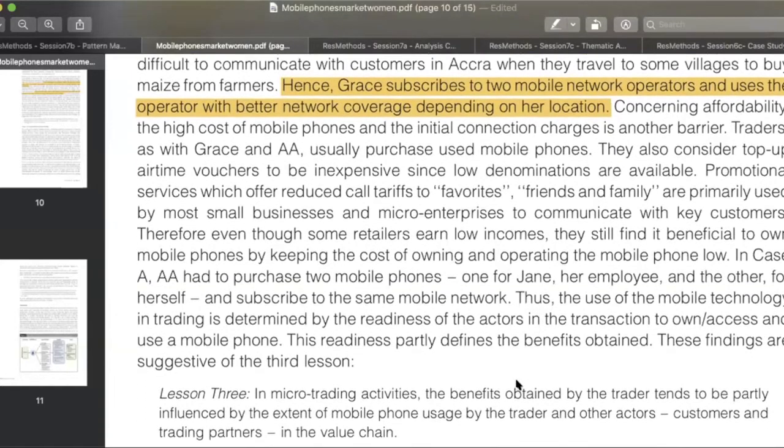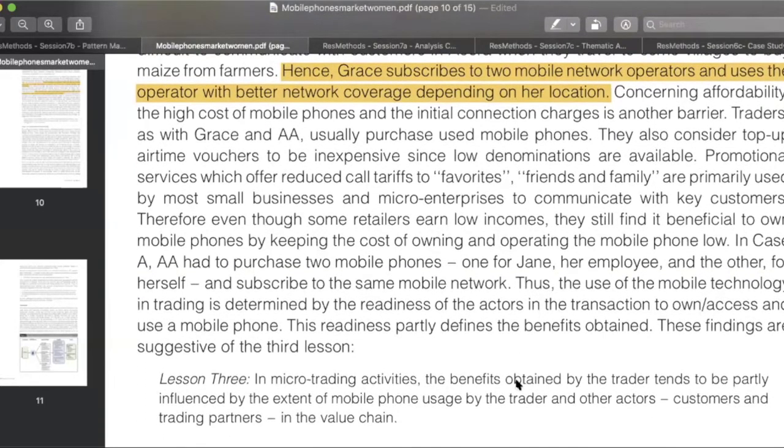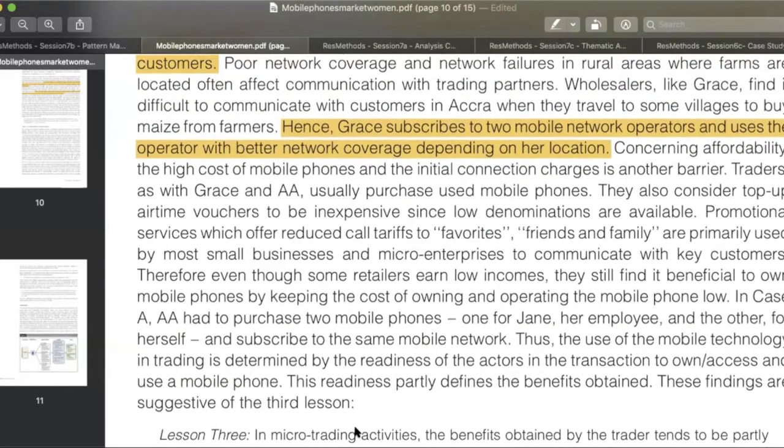So what it is trying to say is that in micro trading activities, the benefits obtained by the trader tend to be partly influenced by the extent of mobile phone usage by the trader and actors, customers and trading partners in the value chain. Where is the evidence for this pattern? We realize this even in this small paragraph here. We realize it both on Grace's side and on AA's side. Grace realizes that if she's not able to gain access through the mobile phone to customers and trading partners, it will affect the business.